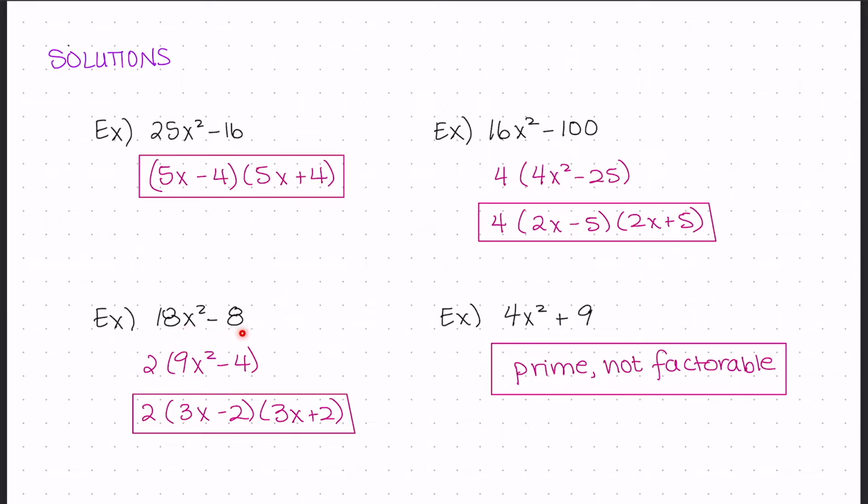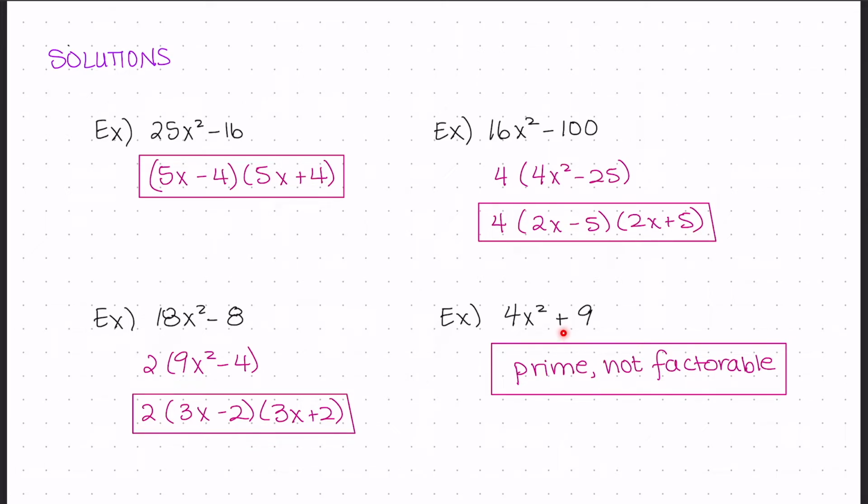Now, if we look at this third example, it's the difference. And yeah, x is squared, but 18 and 8 are not perfect squares. But there is a common factor of 2. And if you factor out the common factor of 2, look at that, it reveals that we actually do have some perfect squares, and so it is still difference of squares. Square root of 9x squared is 3x. Square root of 4 is 2. One gets a plus, one gets a minus. Again, don't forget that common factor of 2.